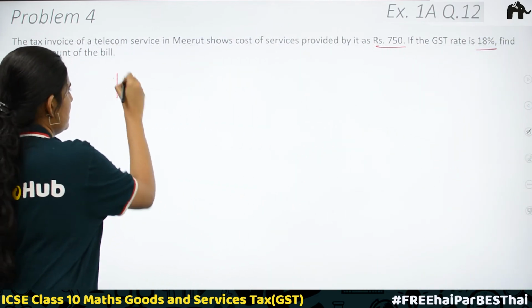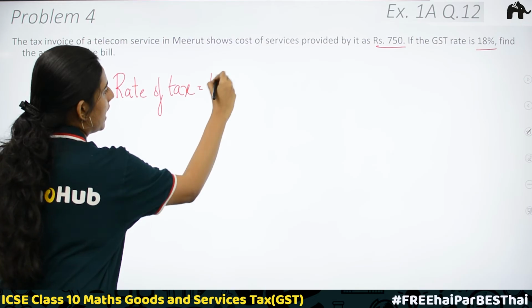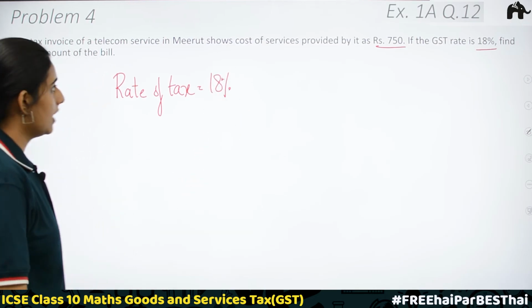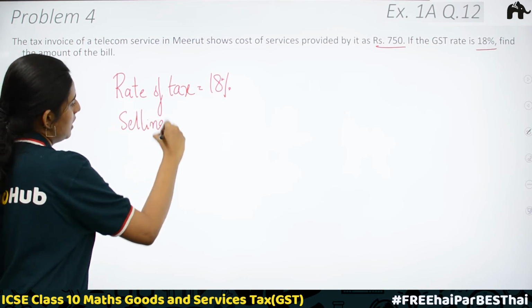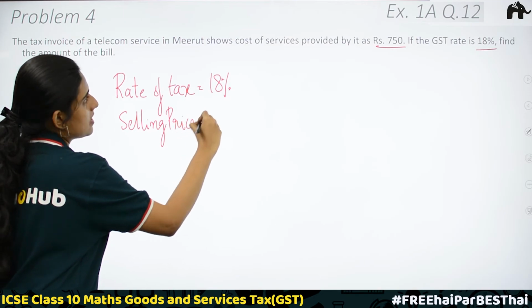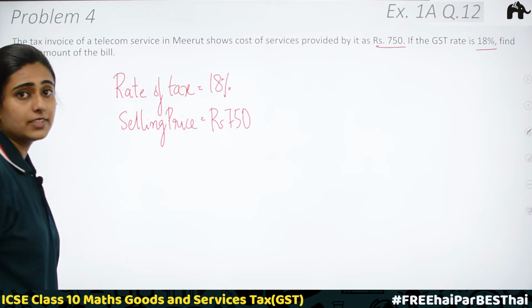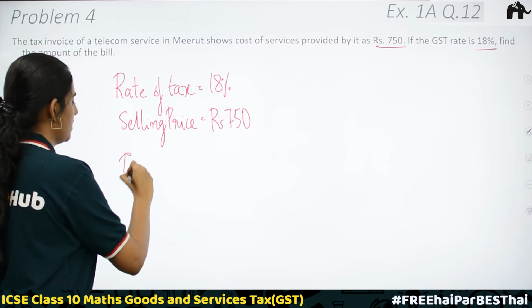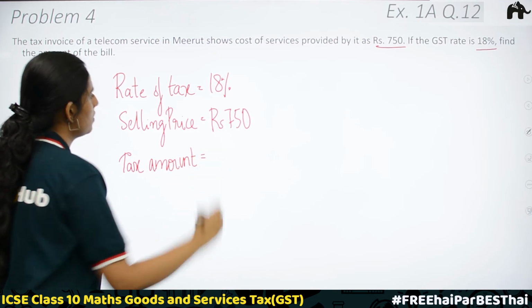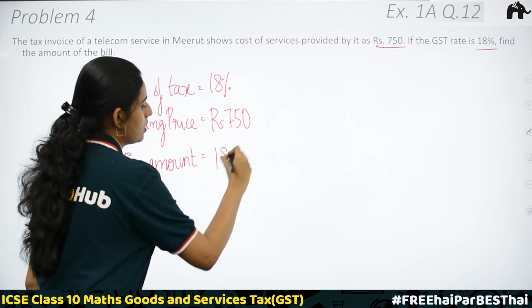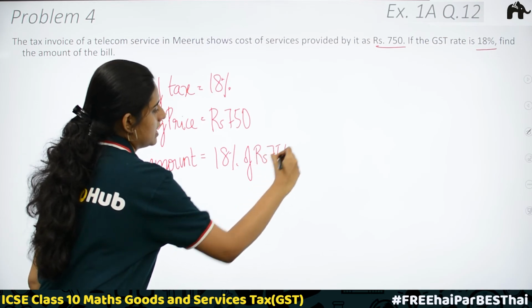Rate of tax is given. Rate of tax is equal to 18%. What else? Selling price is given. Selling price is equal to rupees 750. Then, how do you find the tax amount? Tax amount is equal to 18% of rupees 750. 18% of 750.